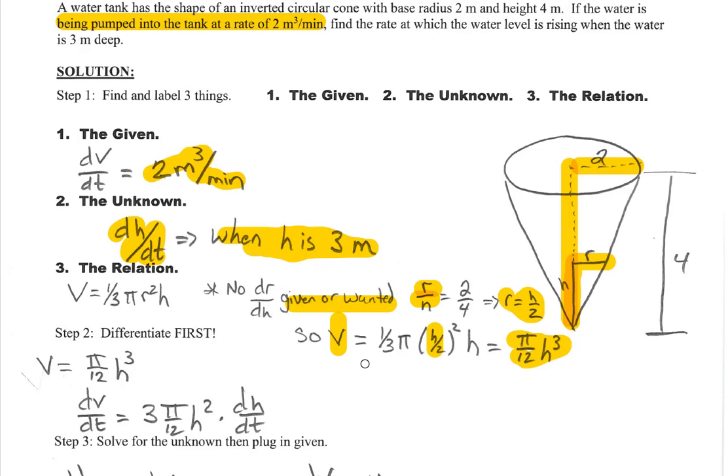So effectively, I've eliminated the fact that we were not given any information about the change in r with respect to time or the change in r with respect to its height. Because remember, as the height of the water is changing with respect to time, the radius would change. But we're not given any information about that. But that's okay, because of the substitution, I don't need it.